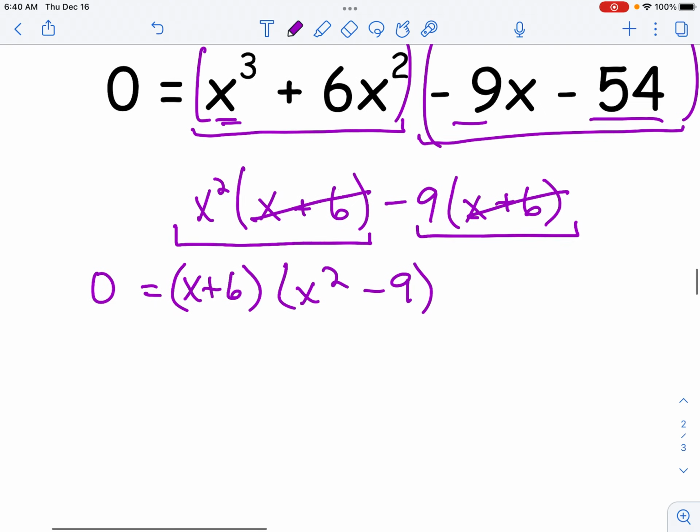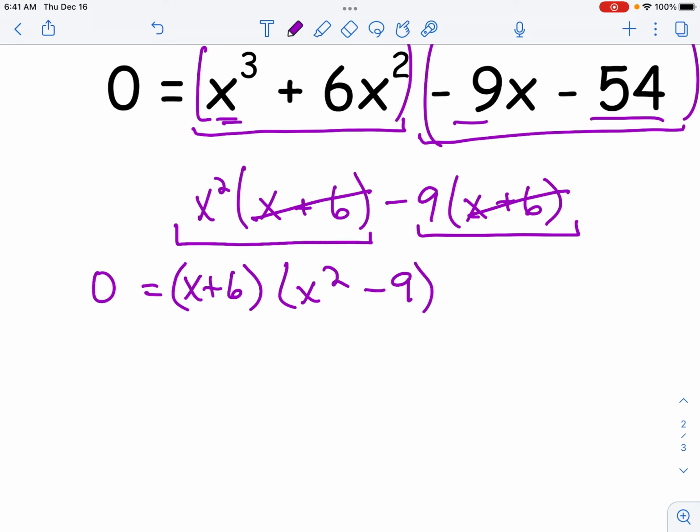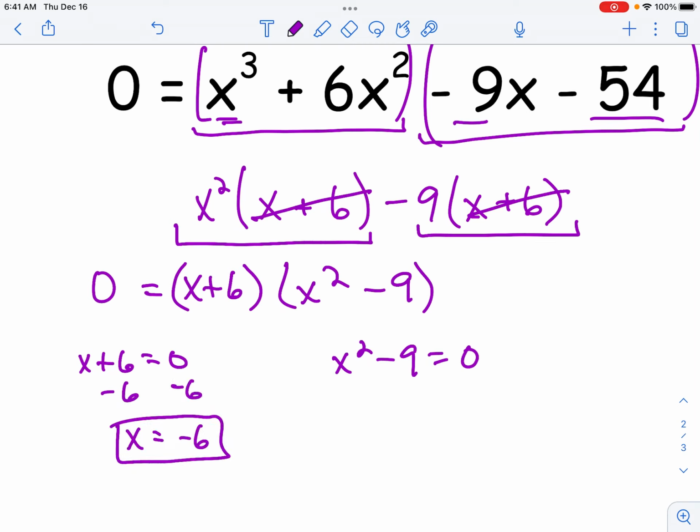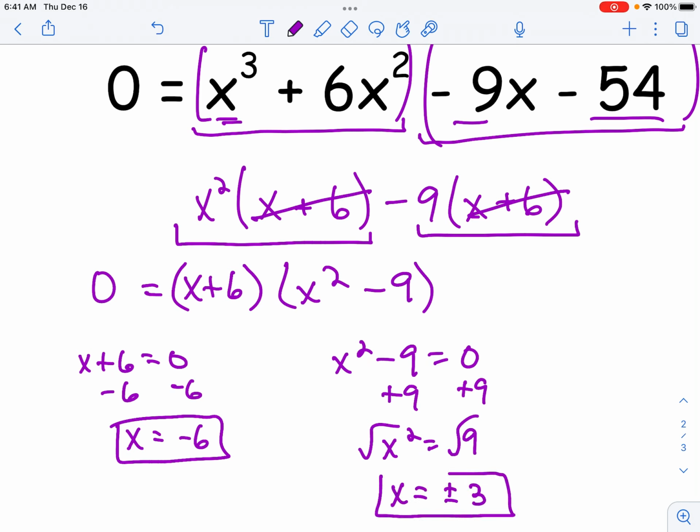So once we get it factored, we can set each of these factors equal to 0. X plus 6 equals 0. X squared minus 9 equals 0. And then you solve them. Subtract 6 on both sides: x equals negative 6. Add 9 on both sides to the other one: we get x squared equals 9. Take the square root, and the square root of 9 is 3. So we'd get positive and negative 3.